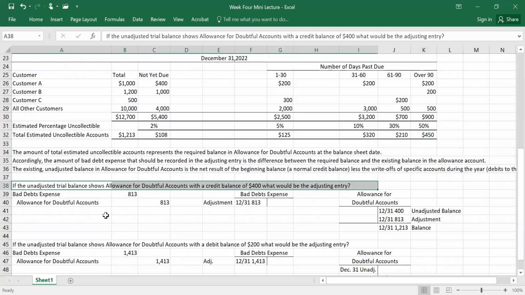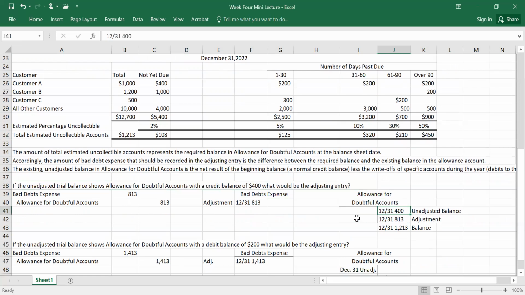If the unadjusted trial balance shows allowance for doubtful accounts with a credit balance of 400, what's the adjusting entry going to be? So right now, in allowance for doubtful accounts, we have 400. We need it to be this total of $1,213. If you added the 108, 125, 320, 210, and 450 together, it'll give you 1,213. So we need it to be 1,213. Right now it's 400. The way we figure that out is we take 1,213 minus 400, and that gives us $813. So we will debit bad debt expense.